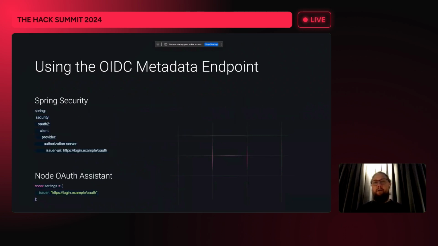And in fact, many client libraries support that out of the box. Here you have an example of how it works in Spring Security or in a JS library, Node OAuth Assistant. Everything you have to do is to give the issuer URI to the library. And because the metadata endpoint is a standard one, it knows how to build the URL for that. It will call the metadata endpoint and configure all the endpoints it needs itself under the hood.